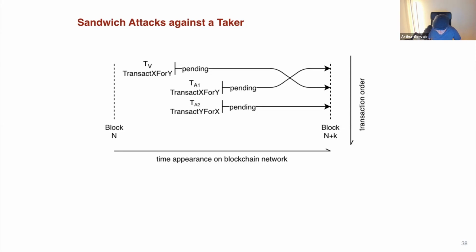Now, an adversary observes this particular transaction and decides to perform a sandwich. You can see here the adversary creates two transactions: the first one that goes in front of the victim transaction, and the second one that goes behind the victim transaction. Effectively you have TA1 and TA2 sandwiching the victim TV. Therefore the name sandwich attack. It's not something we invented. This was actually proposed by the community a few years back already.